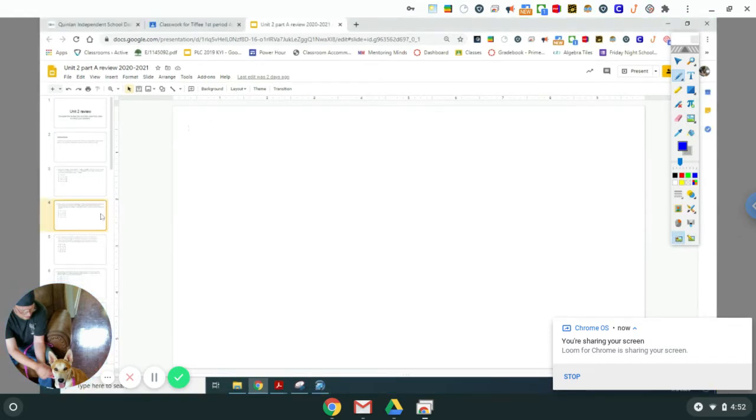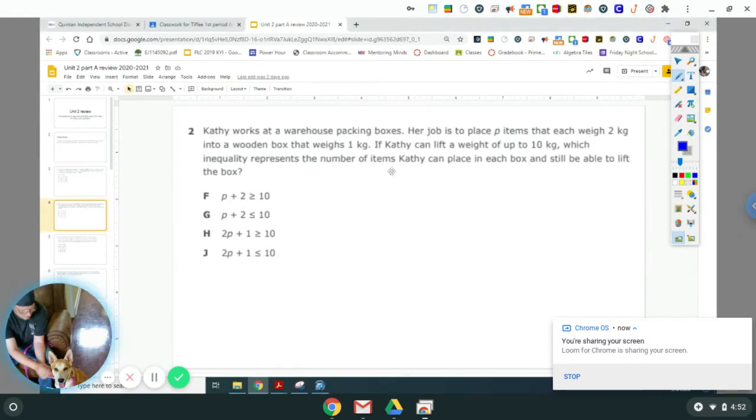Okay. Number 2. Kathy works at a warehouse packing boxes. Her job is to place the P items that each weigh 2 kilograms. So that's each weigh, so that's 2x, into a wooden box, or 2P, that weighs 1. So that's plus another 1. If Kathy can lift up to 10 kilograms, so it means it has to be less than or equal to 10. So that means J has to be correct. So it's J.